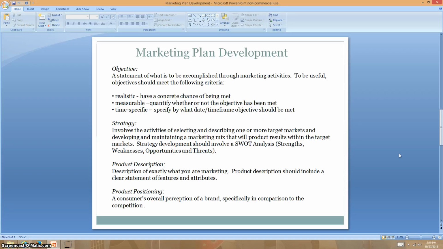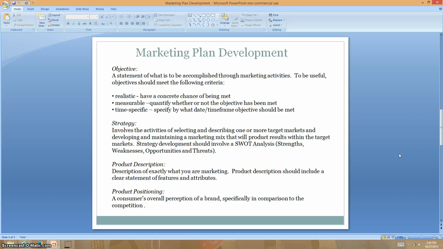Alright, so objective. An objective is a statement of what's going to be accomplished through the marketing activities. Very important, what the objectives need to do is they need to be realistic, meaning have something concrete, something that has a real chance of being met. They need to be measurable, need to quantify whether or not the objective has been met, meaning we are going to launch this product within the next 2 weeks and we should roll out to the rest of the country within 6 months. Time specific: what date, time frame the objective should be met.